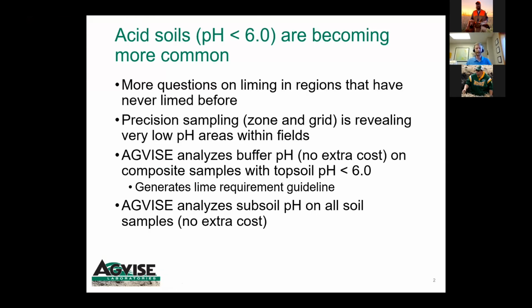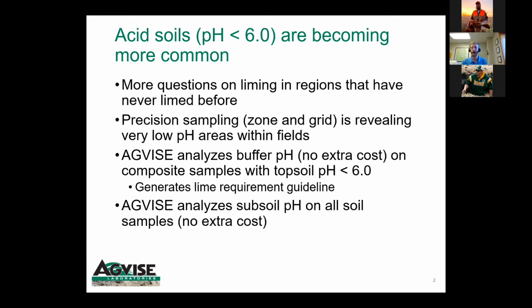So to kind of kick it off, acid soils, those soils that have a pH less than 6, are becoming more common. And from the laboratory side, we've been getting a lot more questions about liming in regions that have never limed before. Some of the areas where that has really kicked off are Southwest North Dakota, North Central South Dakota, and also Central Montana.